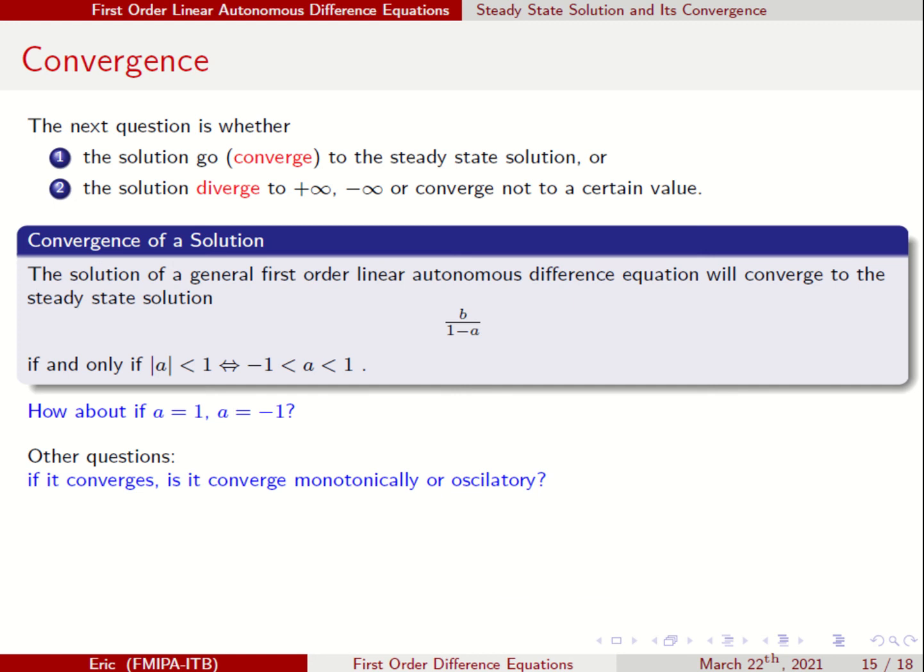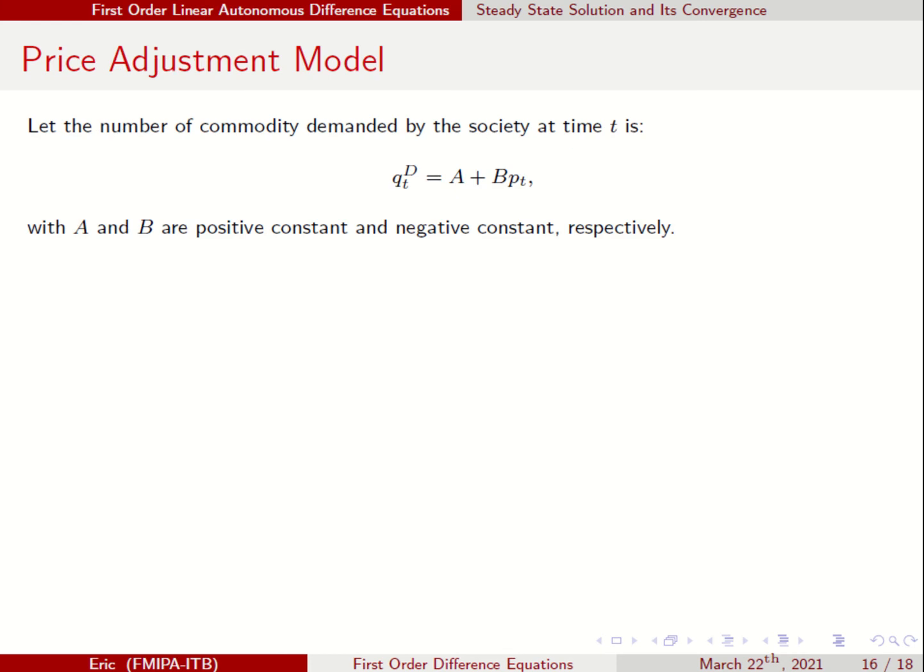Okay, let's look at this price adjustment model. This is the example. Let the quantity demanded for the society at time t equal a constant a plus b times the price at time t, where a and b are constants. Okay, b should be negative. Why? Because this is a demand function, which should be a decreasing one, so b should be negative.